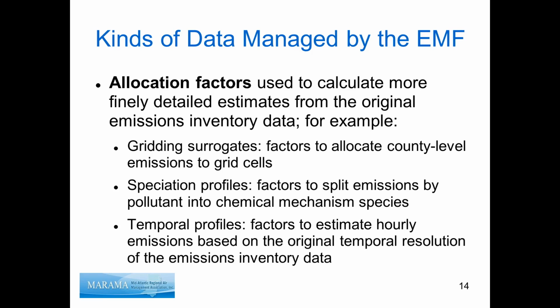So we have things like the gridding surrogates, which are the factors where we allocate the county level emissions out to grid cells.